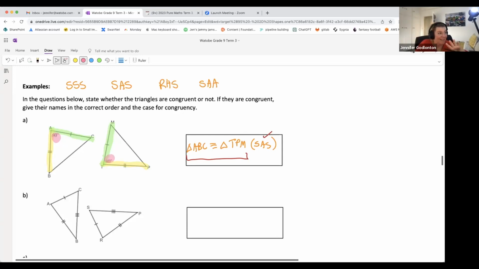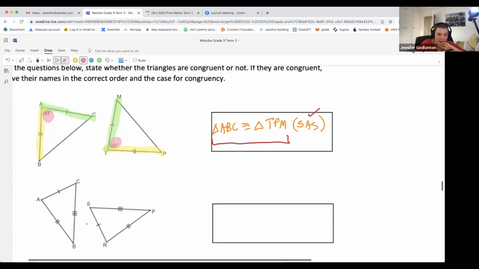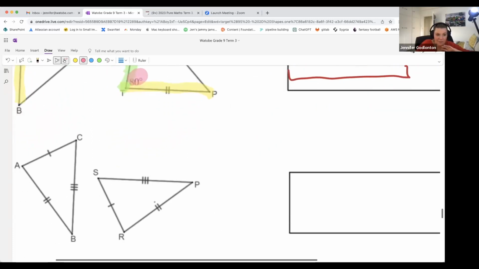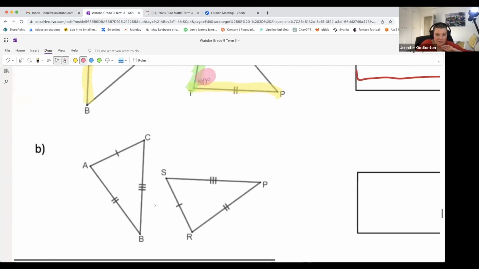Don't overthink it. Don't put yourself in a panic. Look at what information they have given you, and then think about which one of these reasons it could be. Yeah, I can zoom in for sure. I was just trying to keep all of your reasons up there. There we go.